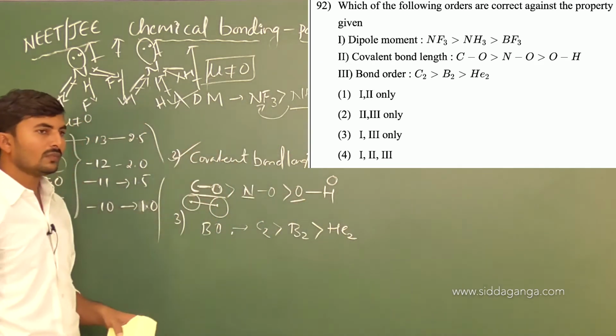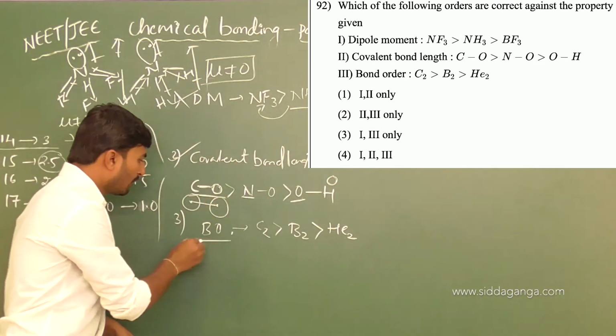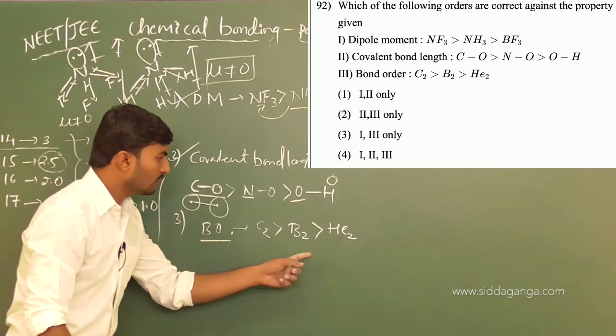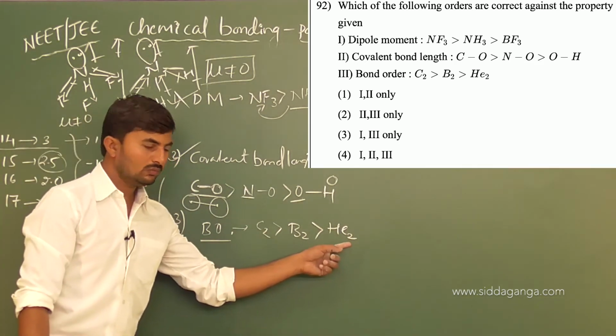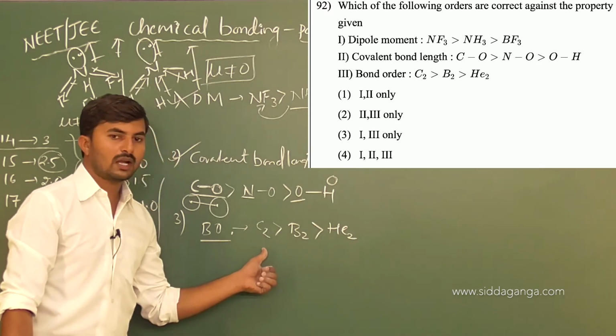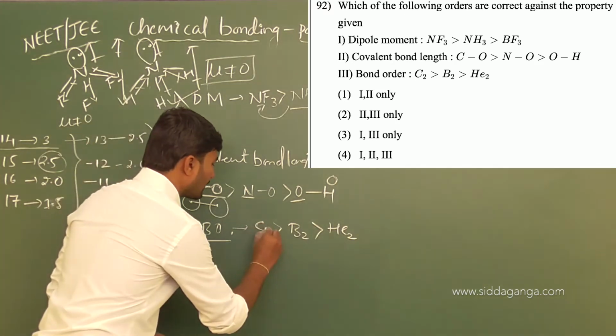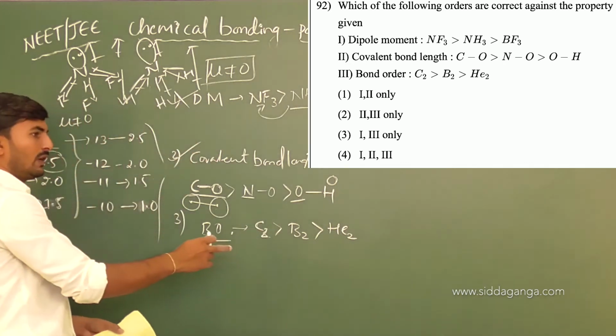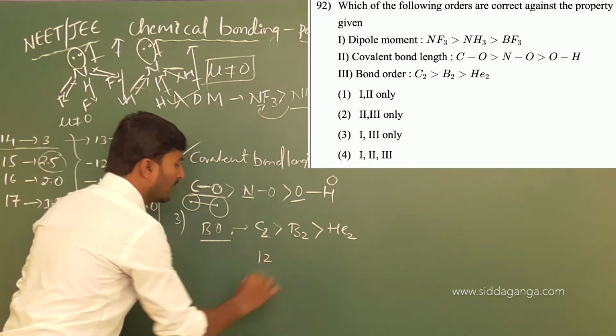This is the correct option. And the third one is bond order of C2 greater than B2 greater than He2. How can we calculate the bond order here? C2 means each carbon atom will have 6 electrons. Here we have 2 carbon atoms, that means we have 12 electrons.